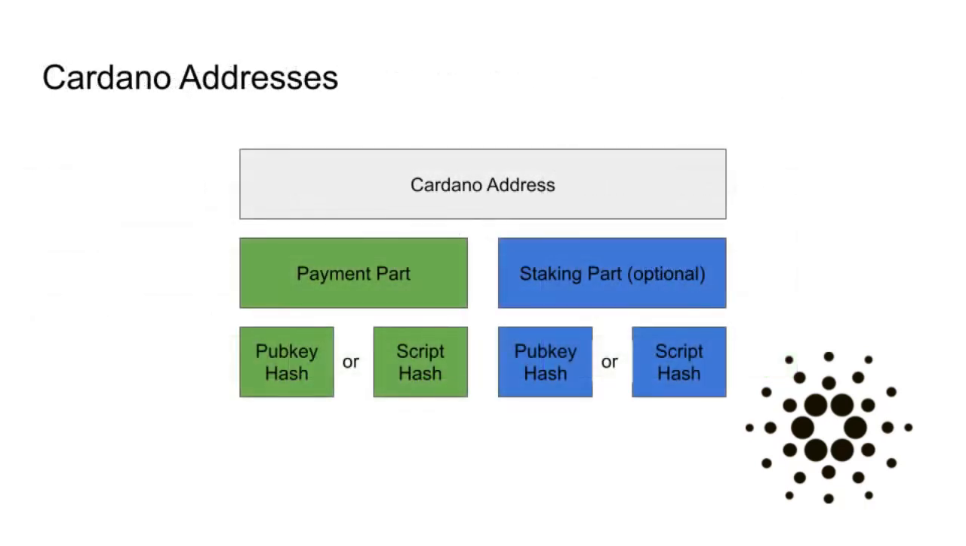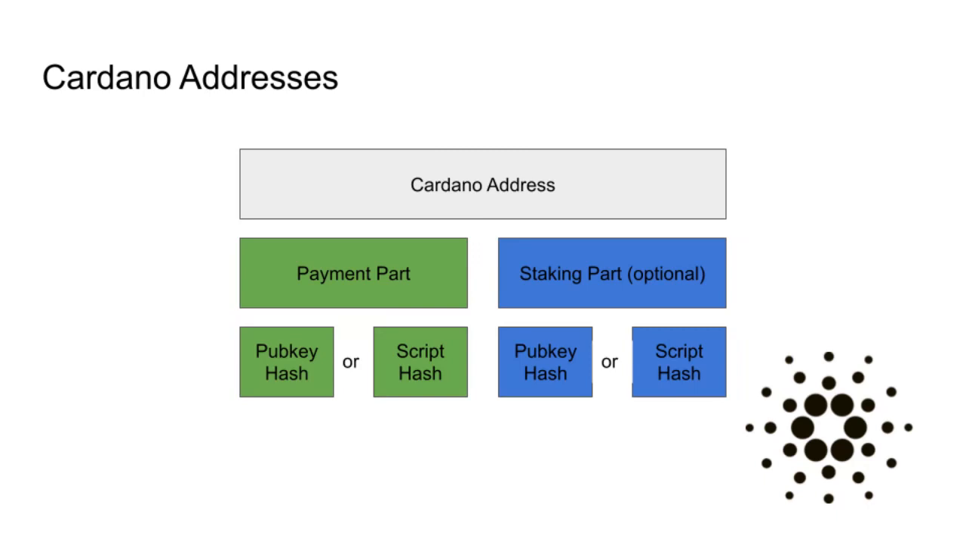Before we can talk about how scripts are provided to the blockchain, let's briefly look at Cardano addresses. So a Cardano address has two parts, a payment part that's always present and an optional staking part. So the payment part is responsible for deciding under which conditions a UTXO sitting at such an address can be spent. So there are two options for the payment part. It can either be given by a pub key hash, the hash of a public key, or by a script hash, the hash of a Plutus script.